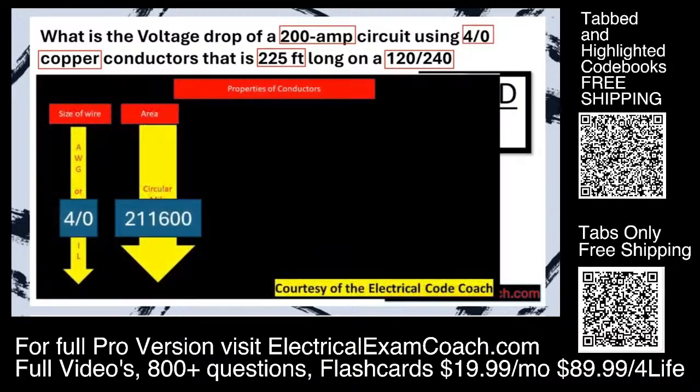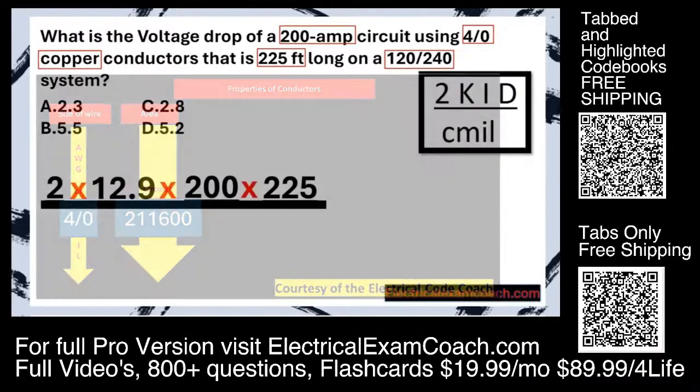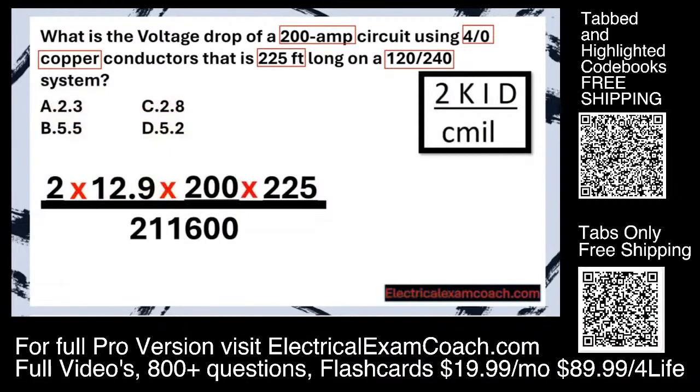When we head to Chapter 9, Table 8, we're going to start on the left-hand side and come down and find 4/0. Then we're going to cross over and we're going to find that it's 211600. Anytime it's a long number like that, I don't try to figure out my thousandths or tens, I just say 211600 and I write that down. Then I write that down right under here.